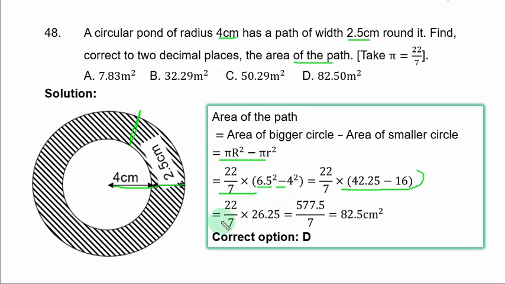If you subtract, you have 22/7 times 26.25. You multiply 22 by 26.25, you have 577.5 divided by 7, and that is 82.5 square centimeters. By this, option D is the correct option.